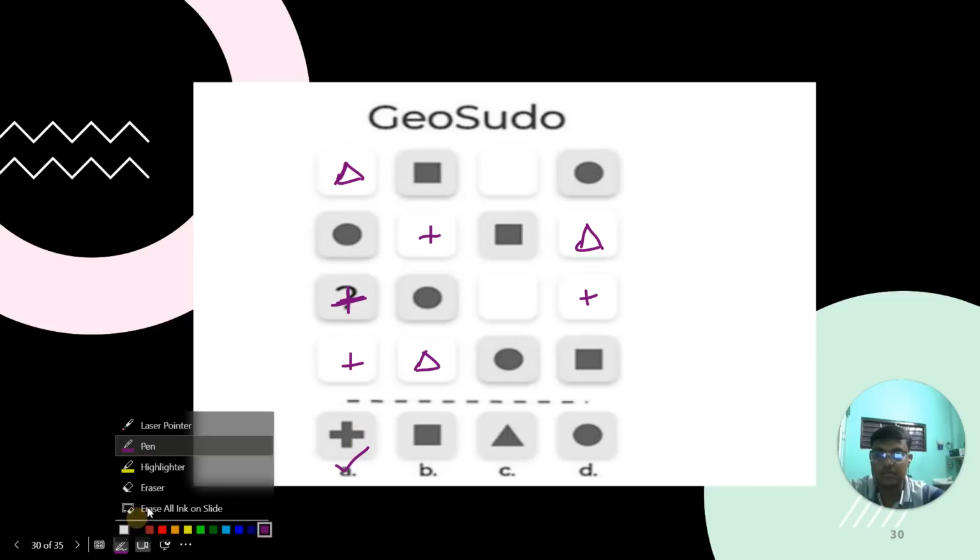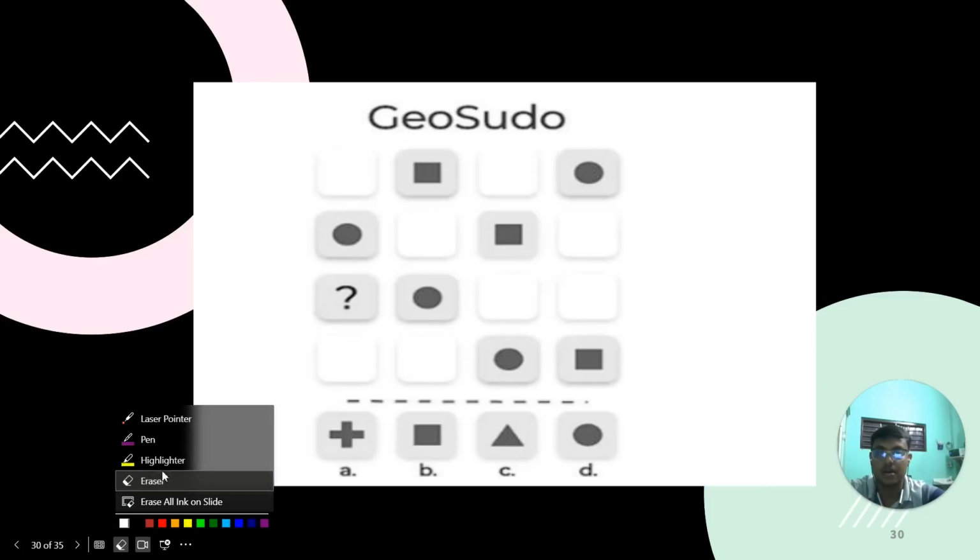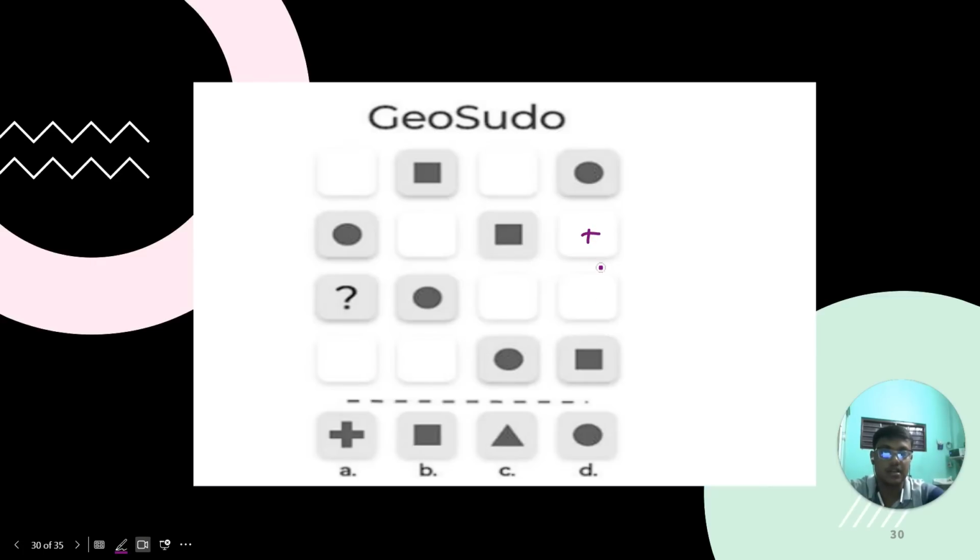Now let me check by reversing this if we can get the same answer. I took triangle here. Now for this case, I'd be taking plus here and triangle here. In that case, we'd have triangle here and plus here, and this would be the plus symbol and this would be the square symbol then. Okay, there is a bit of confusion. So this is a square. Okay, let me see by reversing this.